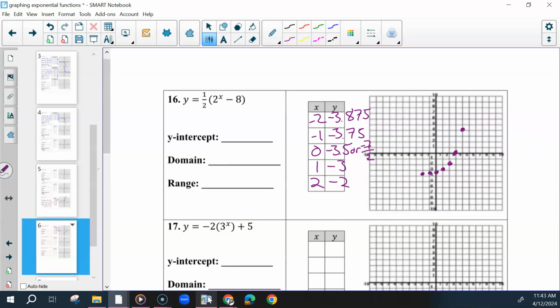4, 4, 9. Or you could just make up what you think might be the curve. Either or, doesn't matter. The y-intercept of this one, 0 and negative 3.9. Did the domain change? No. Negative infinity to infinity.